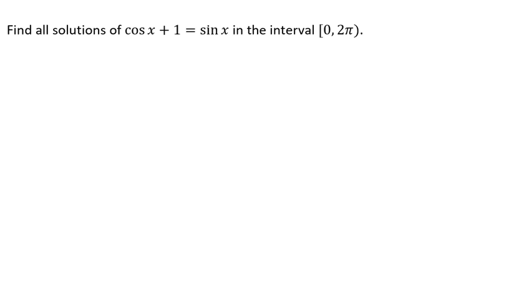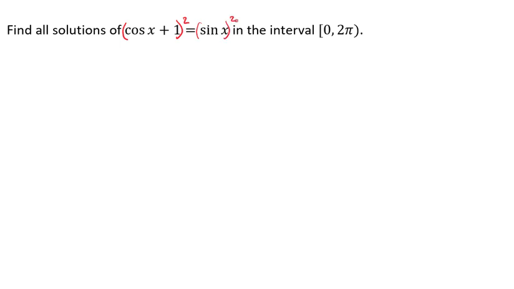Here we're going to be finding all of the solutions of cosine of x plus 1 equals sine of x in the interval 0 to 2 pi. So we want to write these all as one trig function, all as sines or all as cosines. And in this case, where they're at right now, we just can't do that. So we're going to begin by squaring each side.